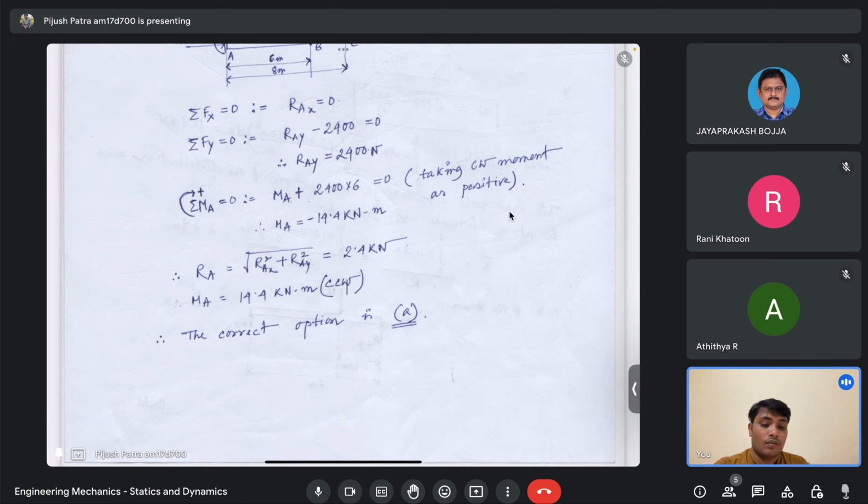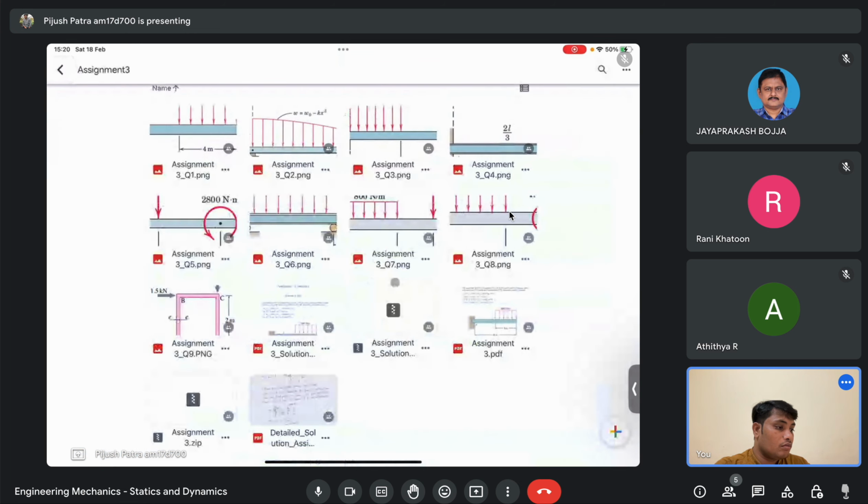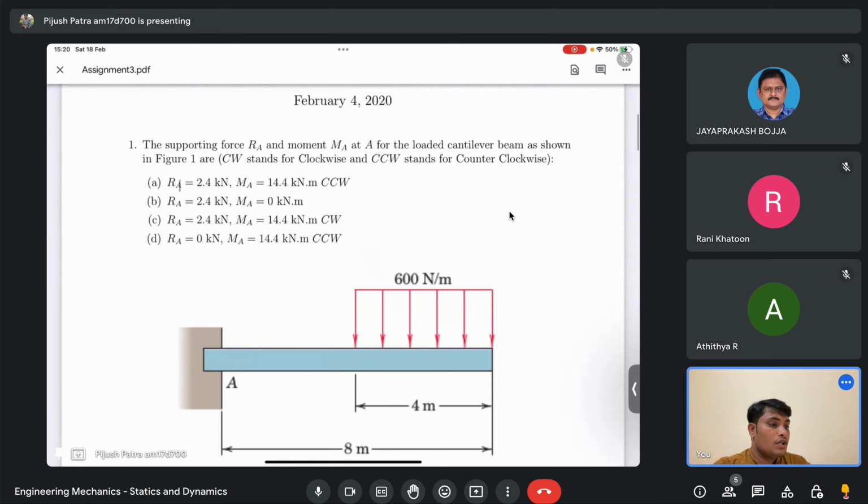Sorry, yeah, CCW. CW is the clockwise direction and the CCW is the counterclockwise direction. So now I will go to the question. Let's see what were the options. Can you see the options? So it will be option number A, I guess. Yeah. So RA is equals to 2.4 kilonewton and MA is equals to 14.4 kilonewton meter in the counterclockwise direction.